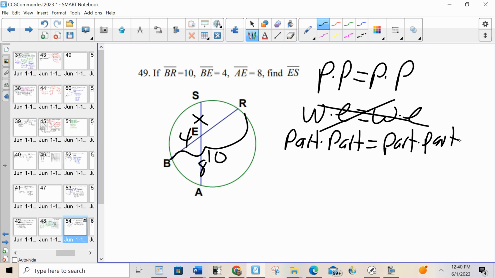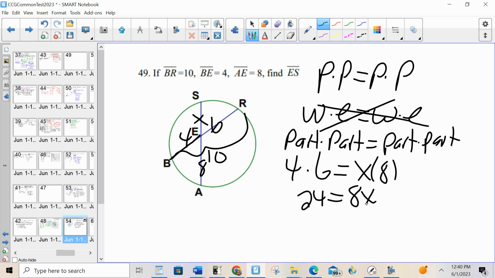So it's the two parts of the same chord that are being multiplied by each other. So for BR, this part's 4, the other part would have to be 6, since the whole is 10. So for BR, part times part is 4 times 6. For SA, part times part is X times 8. 24 equals 8X, divide by 8, divide by 8, X equals 3. So those are your big four.